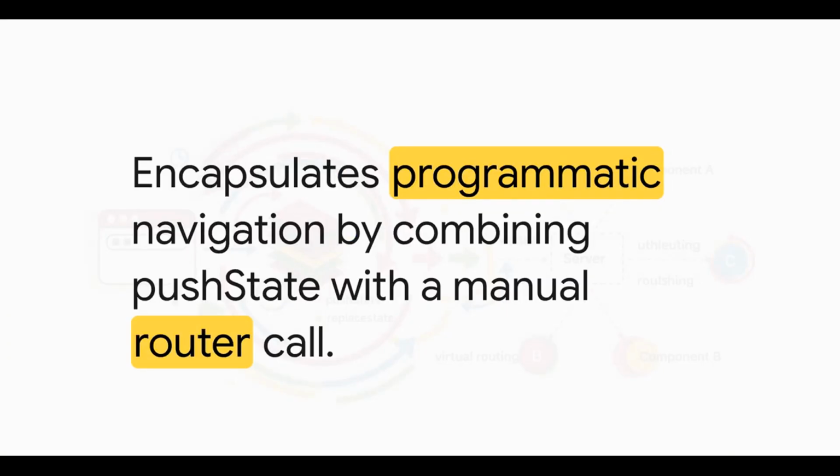Second, we have the navigateTo function. Remember how we established that pushState has absolutely 0 visual side effects on its own? Well, navigateTo acts as the vital wrapper for our programmatic navigation. Inside it, we first call pushState to update the address bar, and then we immediately manually call our router function to actually paint the new view onto the screen. You absolutely need both of these working in tandem.